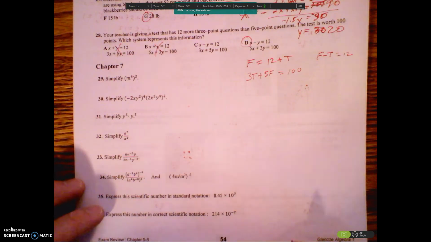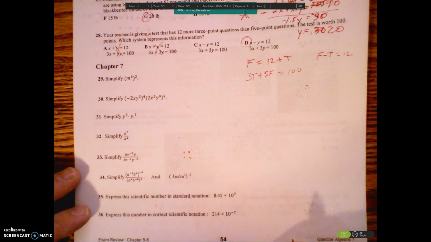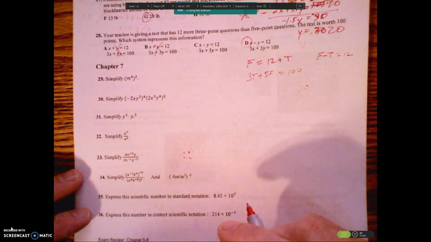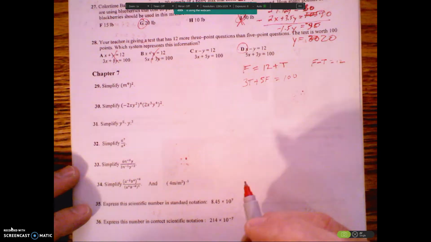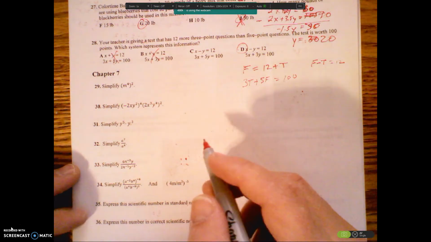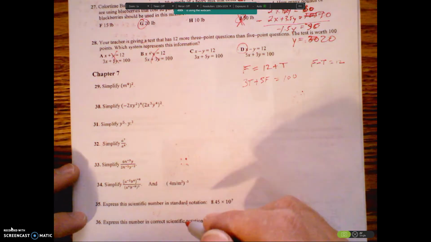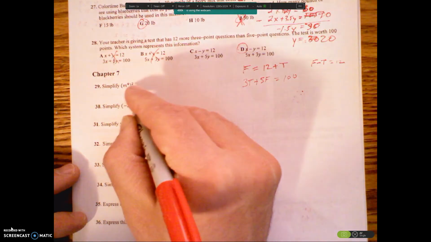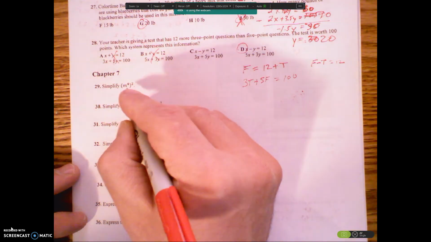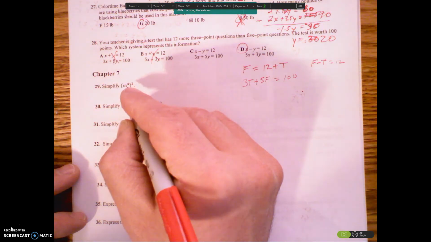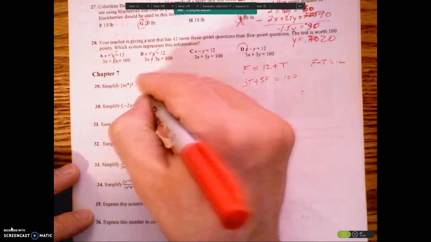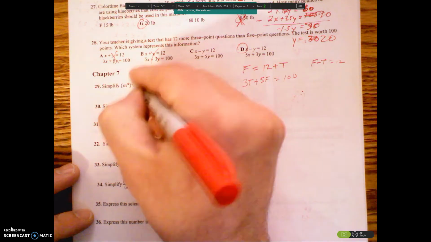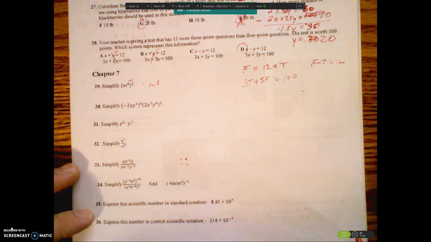All right, now we're into chapter 7 stuff. So power to power, product of powers, all that stuff. So let's get started. We did pretty well on this during the school year, so let's just get into it. So here we have a power to power rule, and that simply says that we multiply these powers. This is m to the 4th times m to the 4th, which is m to the 8th. The fast way to do it is just to multiply 4 and 2.